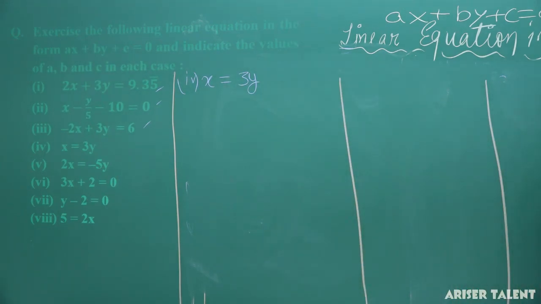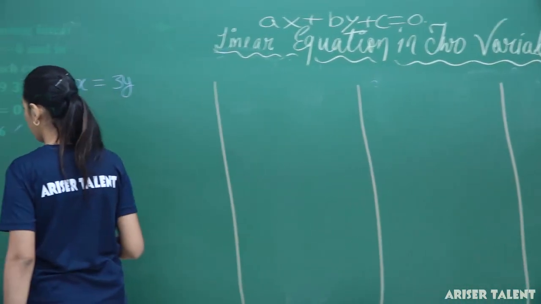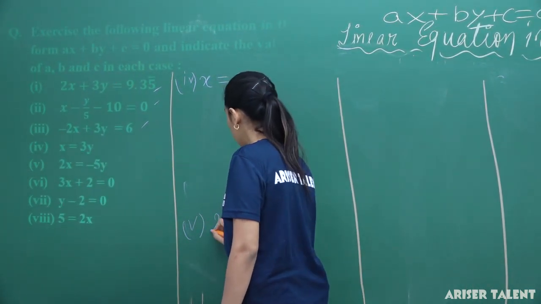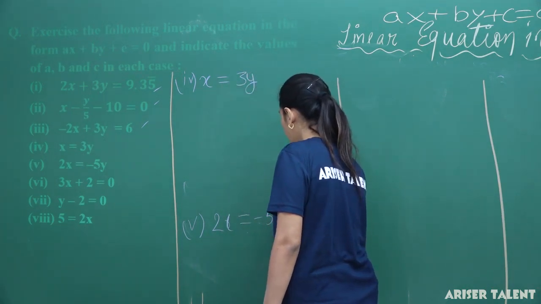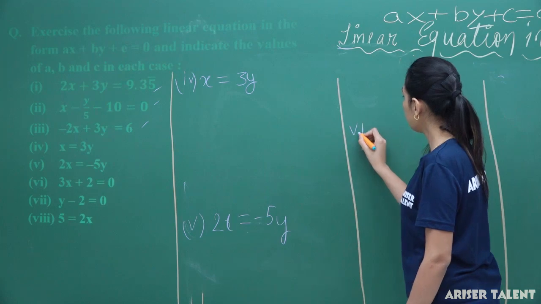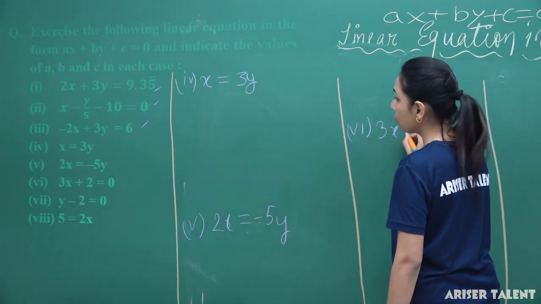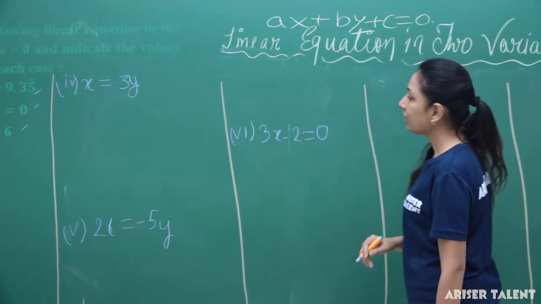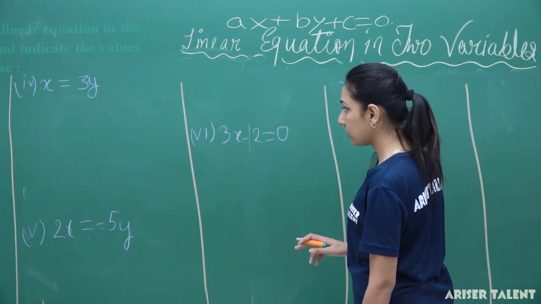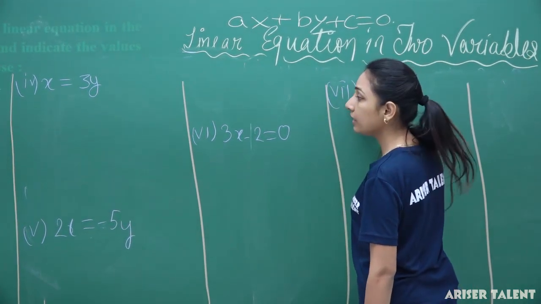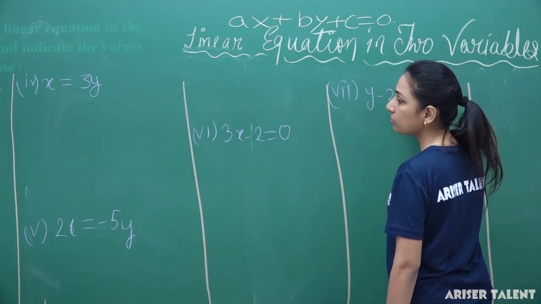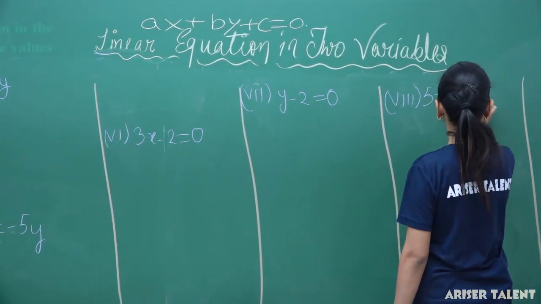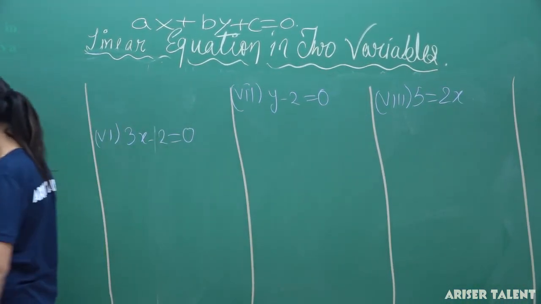This is the 7th number, that is 5 equals to 2x. Let's arrange it on this board only. So the 4th number is x equals to 3y. The 5th one is 2x equals to minus of 5y, and the 6th one is 3x plus 2 equals to 0. Then the 7th one is y minus 2 equals to 0, the 8th is 5 equals to 2x. Okay, completely we have covered the questions.